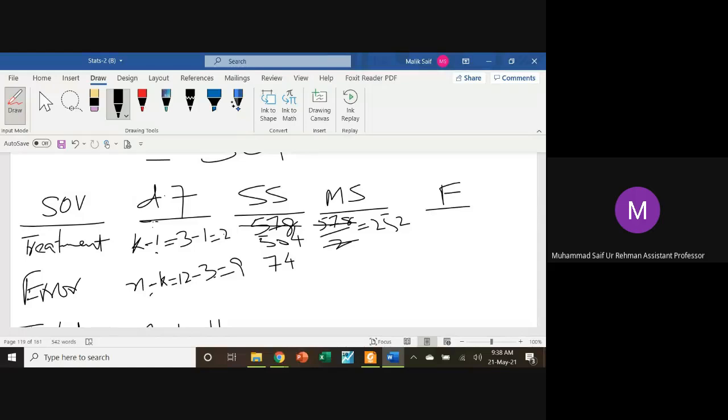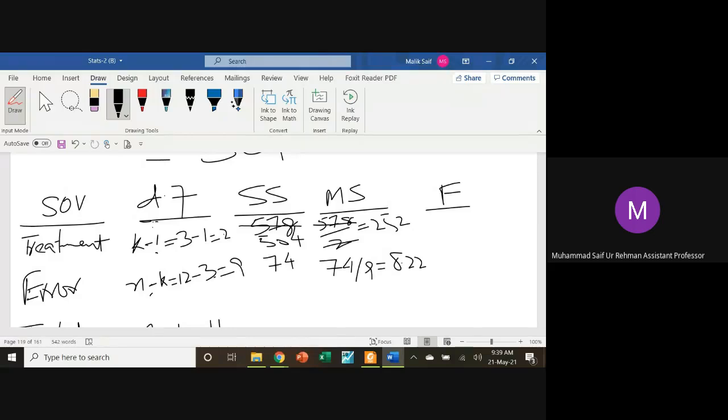for treatments. Mean square for treatments. And for mean square for error, we also call it mean square error, MSE. So MSE will be 74 divided by its own degree of freedom, that is 9. See what is the answer. 8.22.